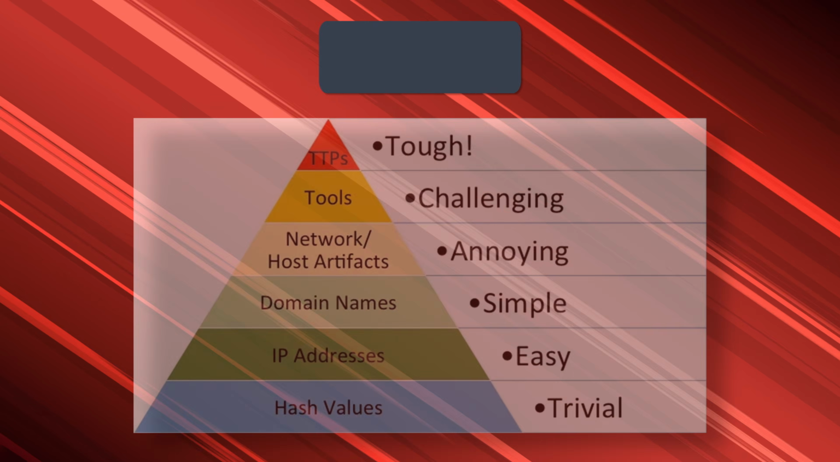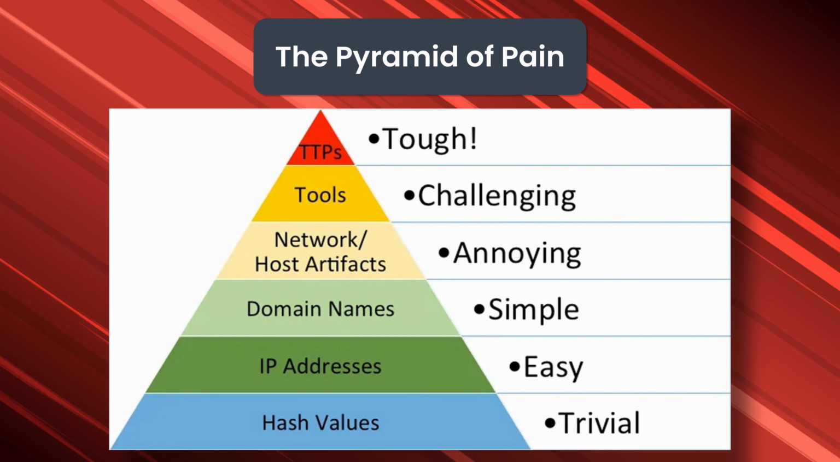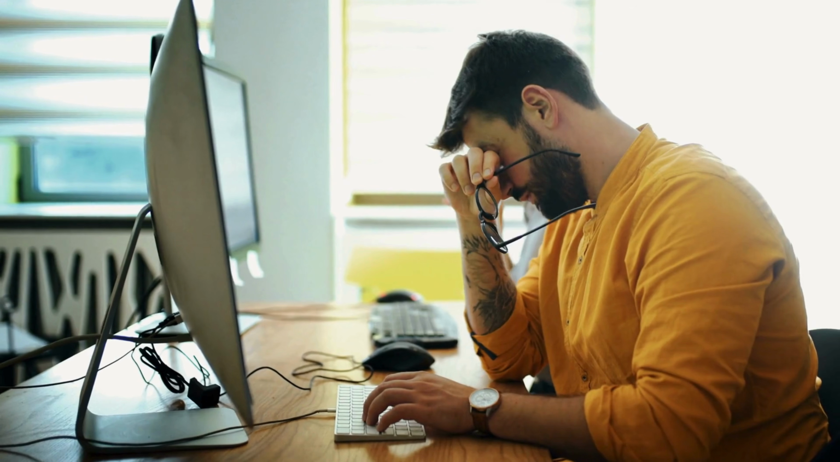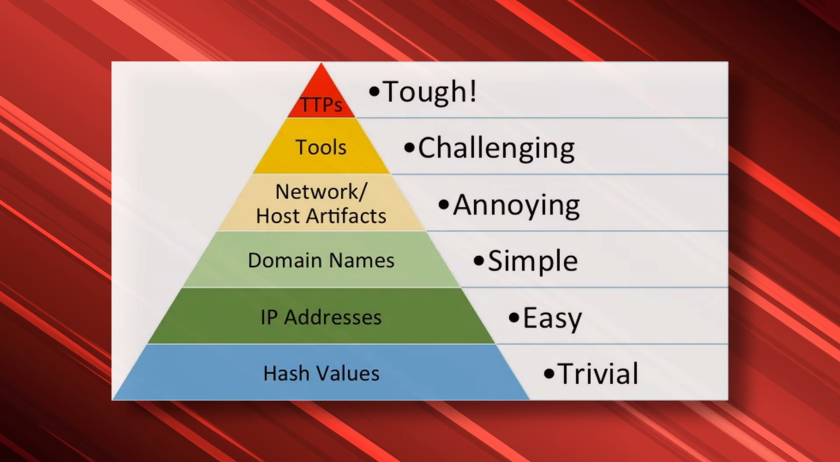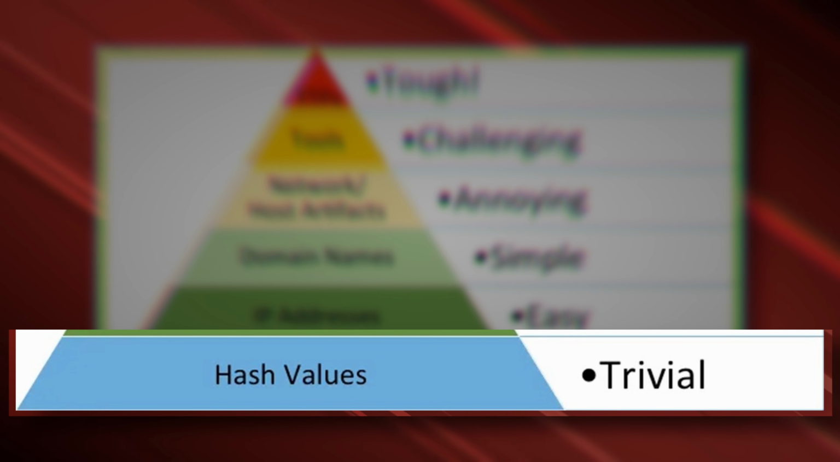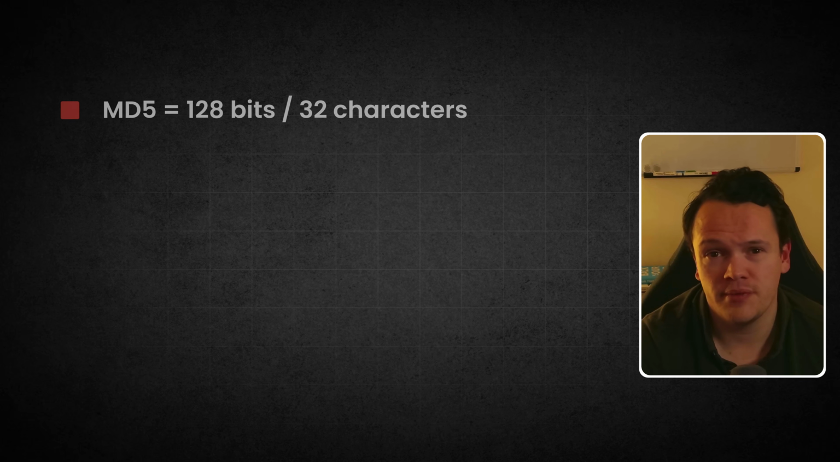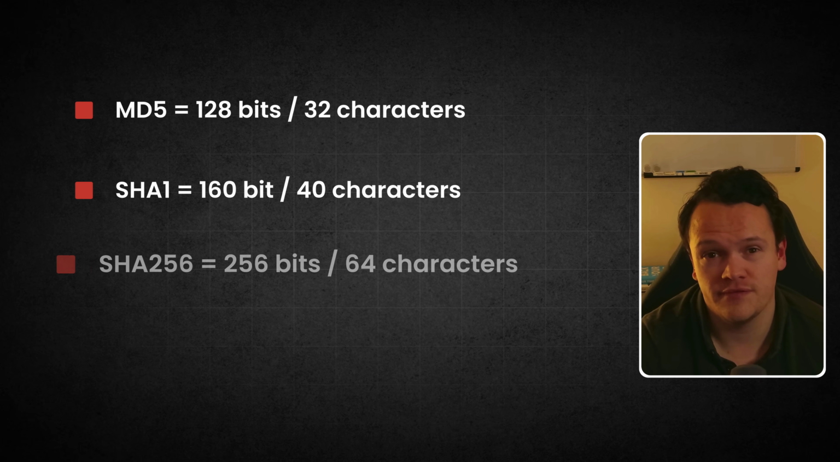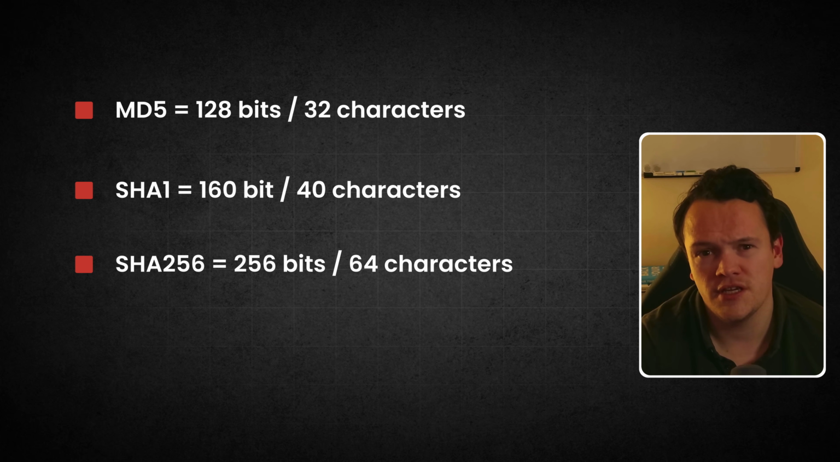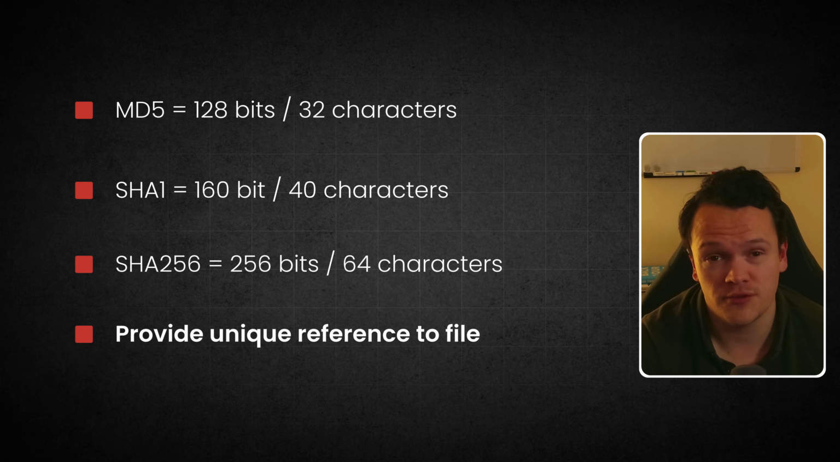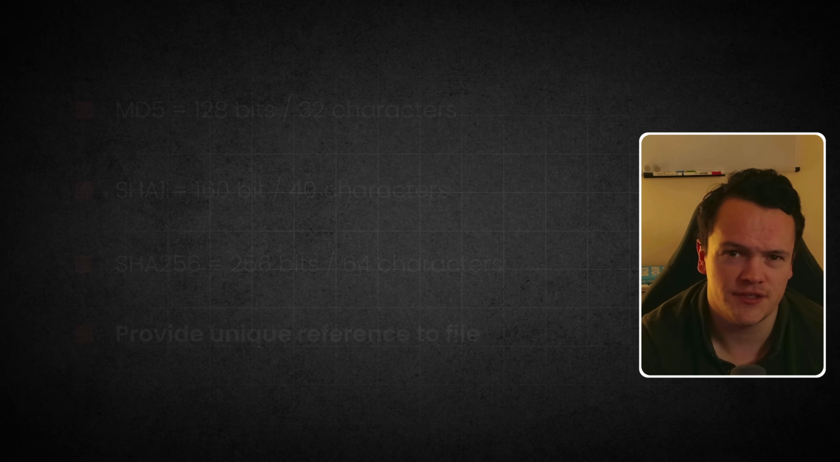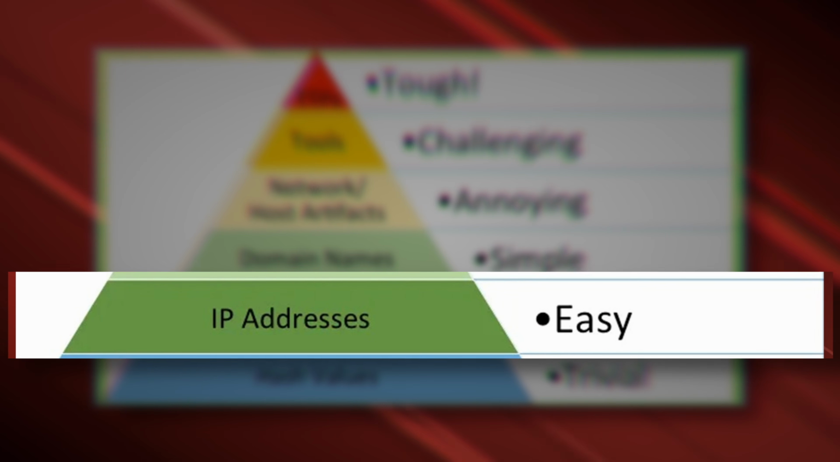The pyramid of pain consists of 6 layers of IOCs, which grow in how much pain it can cause an adversary to change them. At layer 1, we have hash values. These are the alphanumeric value that is generated by applying a mathematical algorithm to a file. They could be an MD5, SHA-1, or SHA-256 hash. They are used to provide a unique reference to specific malware or files seen during a breach or security incident. Unfortunately, they can be easily changed by making a small adjustment to the malware's source code or simply just recompiling it. At layer 2, we have IP addresses.